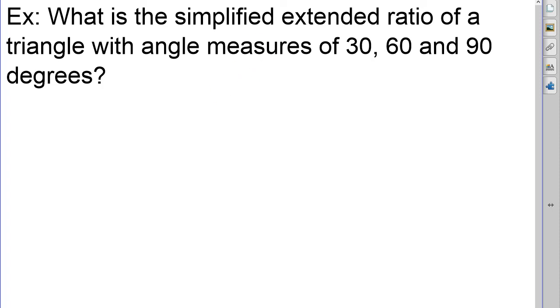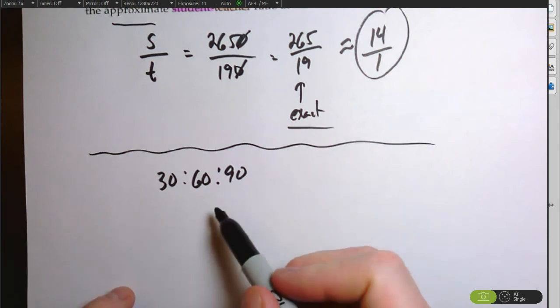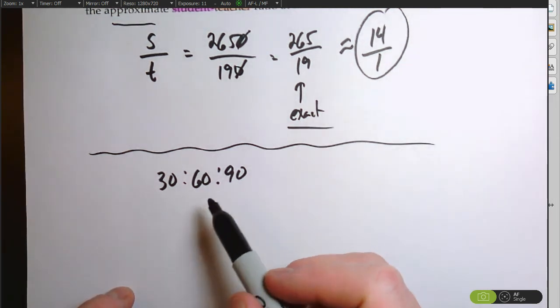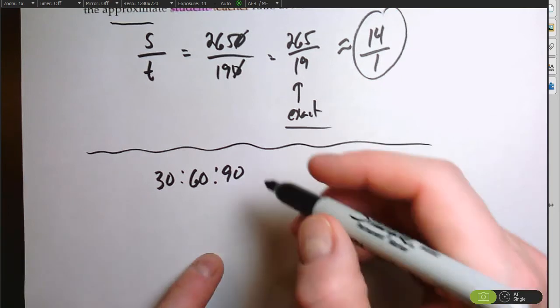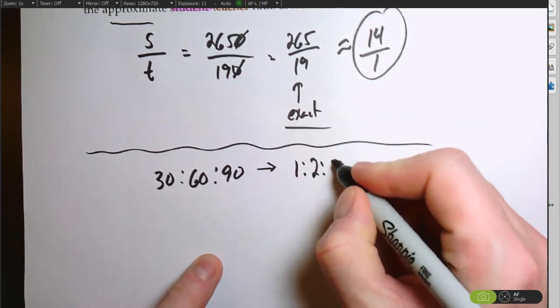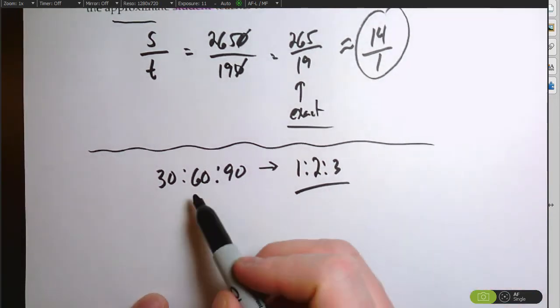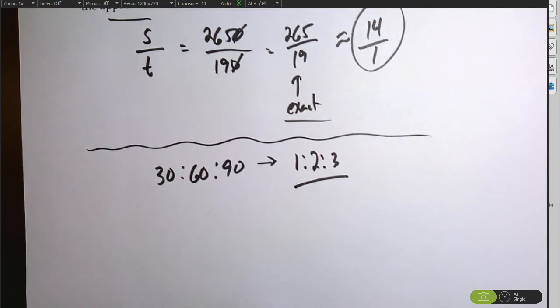And so with that, then, it's a matter of just simplifying the ratio itself. Hopefully you catch on pretty quickly. Divide all these by 30, or divide by 10 first and then 3, whatever. Either way, it doesn't matter. Once you divide all three by 30, you get 1 to 2 to 3. So there's the extended ratio simplified. There's the original extended ratio. All right.